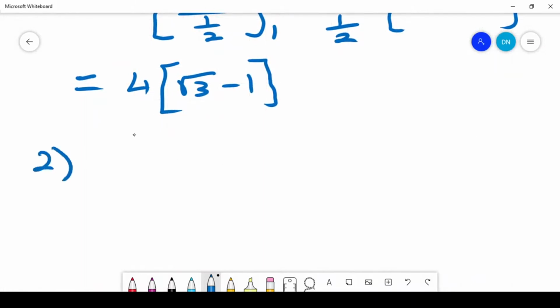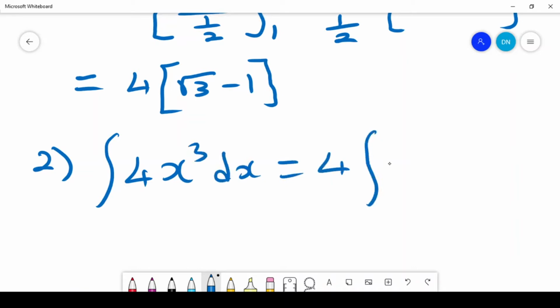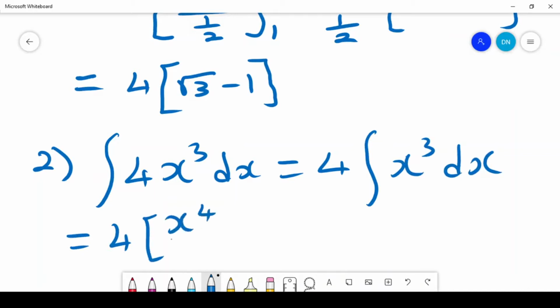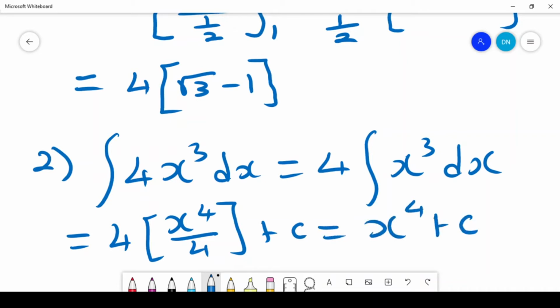The second integral we want to look at is 4x cubed dx, which I can write as 4 times the integral of x cubed dx, which will basically be 4 x to the power 4 over 4 plus c, which is x raised to the power 4 plus c, where c is a constant. Because this is an indefinite integral, we have to put the constant of integration. So that's another example that we have looked at.